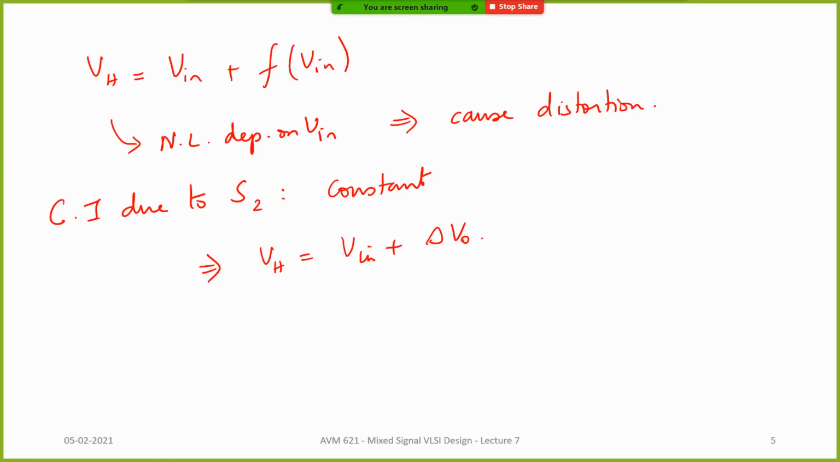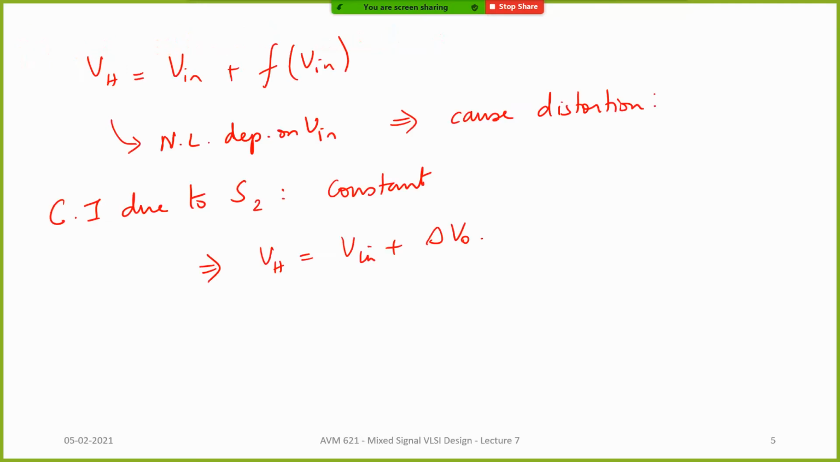Now this delta V naught can easily be taken care of in some way or the other. This bottom plate sampling is often used in many places, and even for this charge injection, people say we don't know how far even the simulators are able to predict that kind of behavior. Of course, nowadays there is a lot of improvement in the modeling of devices and so on, but still it is something where only experimentally you get the best idea. Simulators may be able to predict to some extent. That's it.